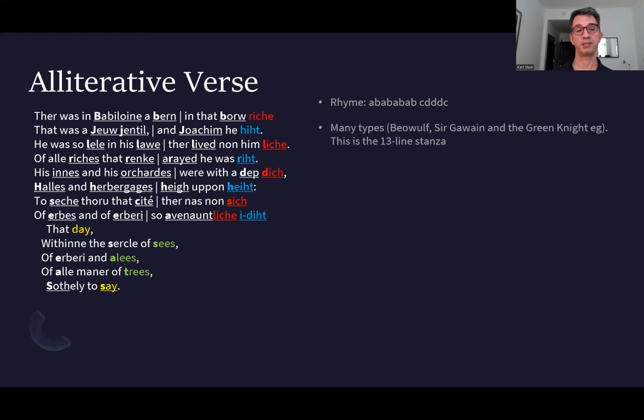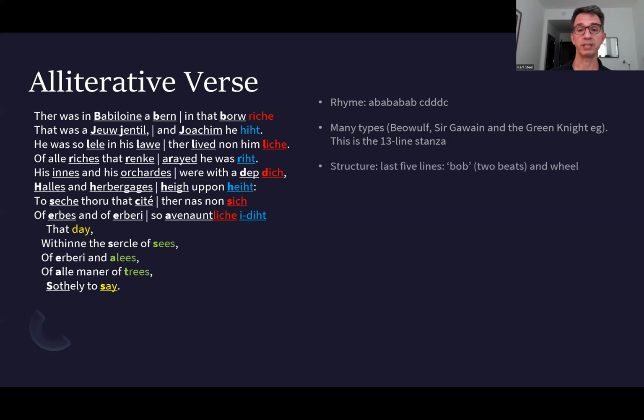This is an important kind of verse that we have in Old English and in Middle English. It's generally not used nowadays, but we have many famous works that are written using this verse form, Beowulf, Sir Gawain and the Green Knight, and so on. And this is a version of that, which is called the 13-line stanza. And there are several different poems that survive in this.